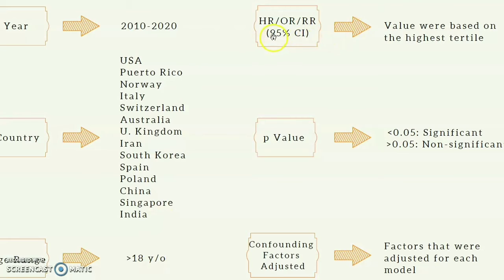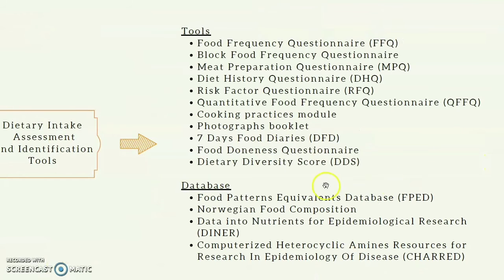The value of HR, OR and RR were based on the highest tertile. The p-value of less than 0.05 is considered as significant, and more than 0.05 is considered as non-significant. And the confounding factors adjusted is the factors that were adjusted for each model. So, the dietary intake assessment and identification tools, all tools altogether is 11 tools, and the database is 4 databases.